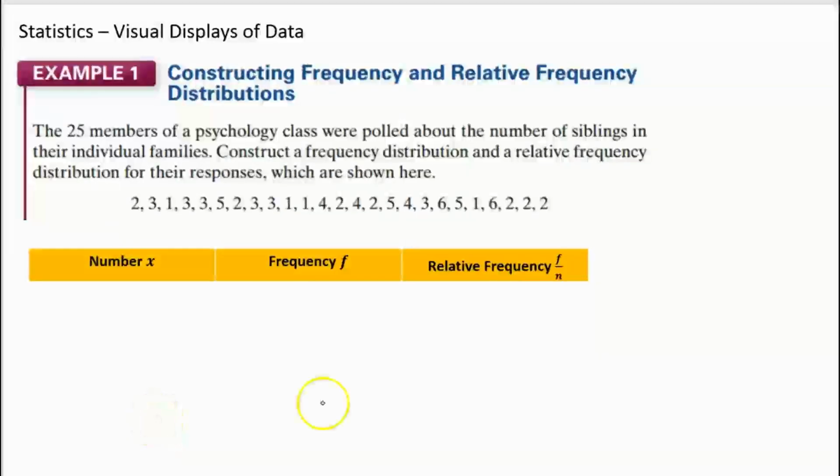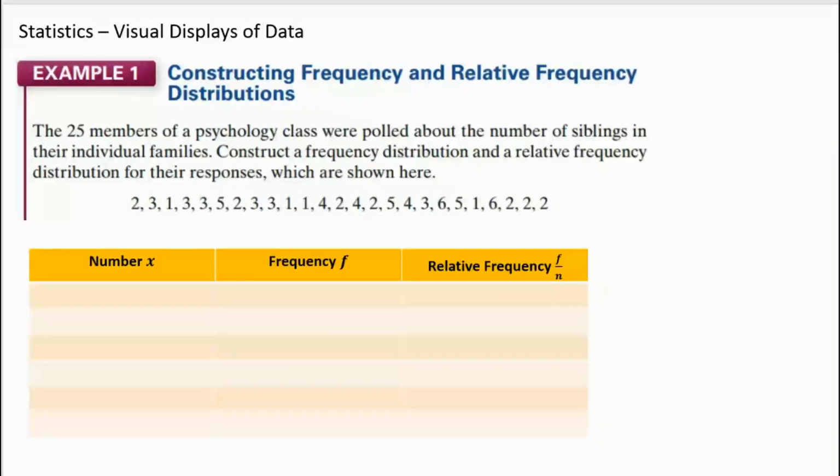Now, the frequency means how many times this number showed up. And then here's the good part, the relative frequency. For the relative frequency, you take the number of times it showed up divided by the total of your numbers. Okay? How many people were polled? And notice it says 25 members. Okay? So, here we go. Let's do this ourselves.